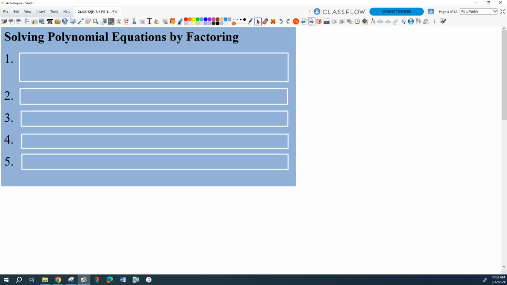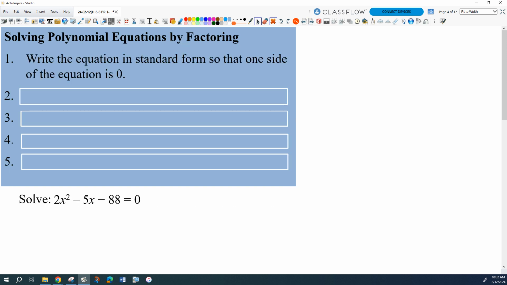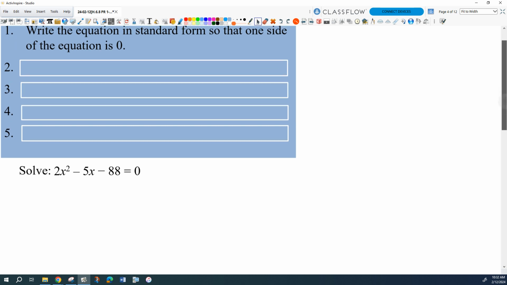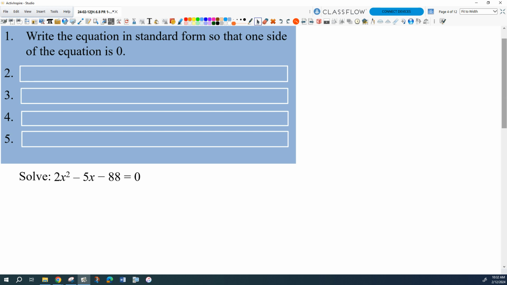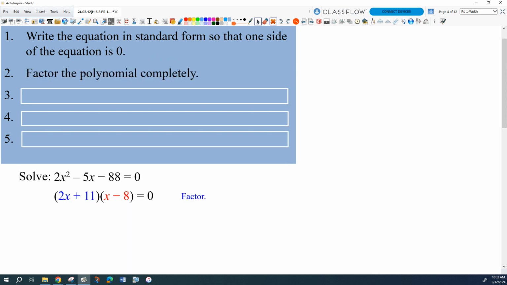How about one like this? So, solving polynomial equations by factoring. Step 1, write the equation in standard form. Do I have to do anything here? No. Already done. Okay, so it's in standard form. Step 2, factor the polynomial completely. Okay, well, there's how it factors.